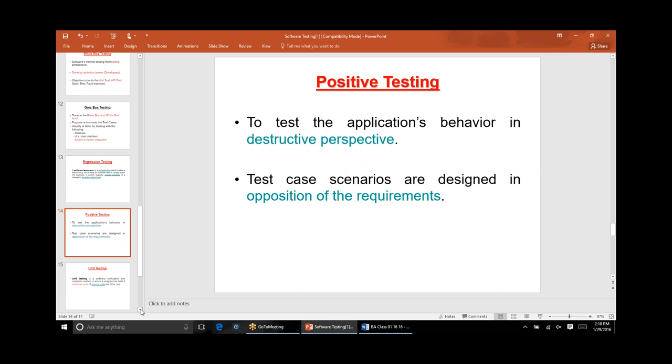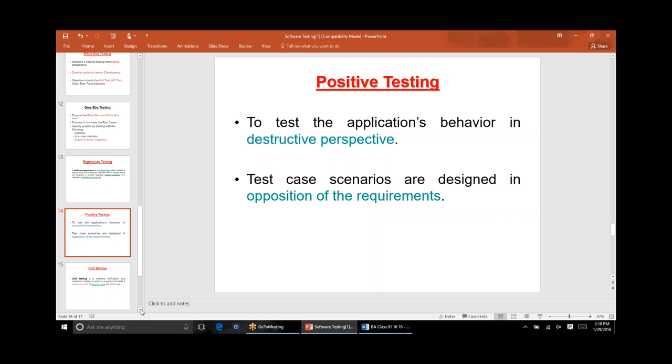Next one is a term called positive testing. Positive testing basically means the system is performing as per the requirement.